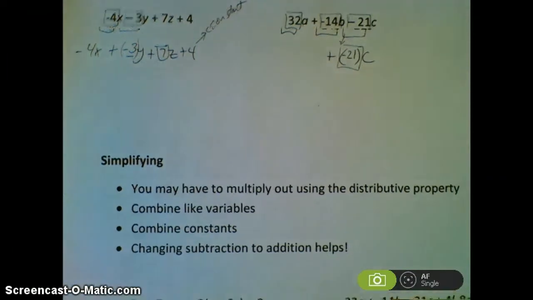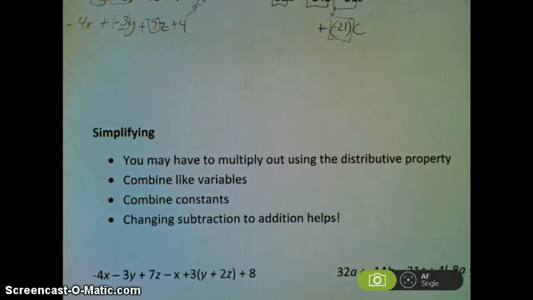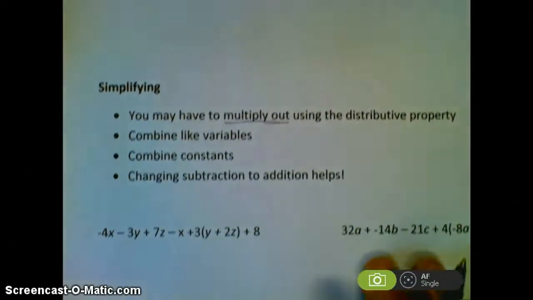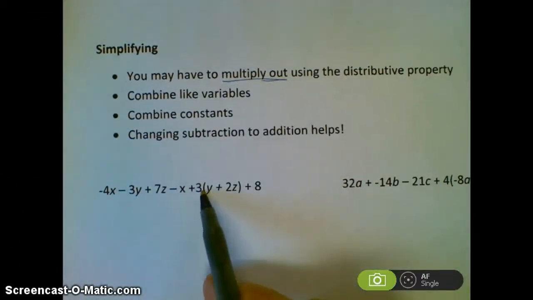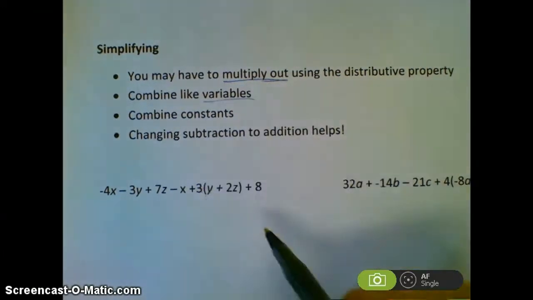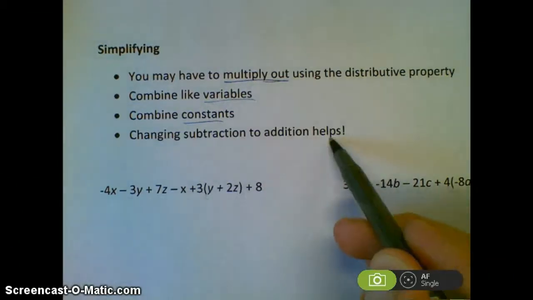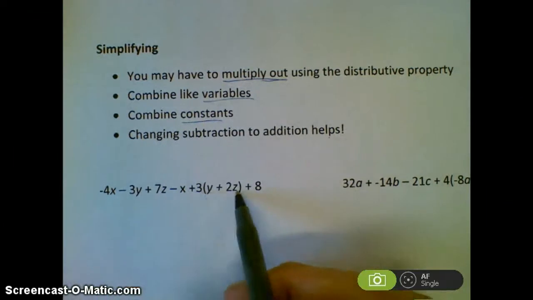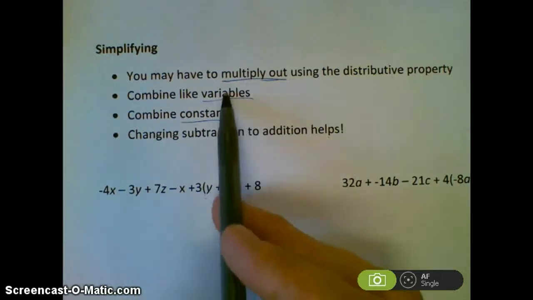Simplifying is really, really important in algebra. So work at this, make sure you get it. First thing I do is I multiply out using the distributive property if I have to. So like in this problem here, I'm going to have to multiply y times 3 and 2z times 3 first. Then I combine my variables, I combine any constants, and I've found that changing subtraction to addition really helps. So that's what I'll do here. First I'll multiply using my order of operations, and then I'll change subtraction to addition and start combining terms.